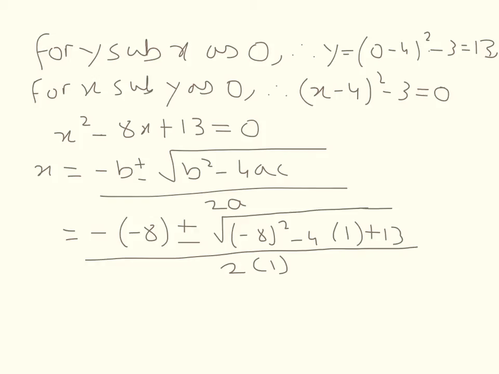What you're going to be left with are the coordinates for the intersection with the y-axis. That, as we previously noted when we subbed it, so when we subbed the value of x as 0, we were left with 13. So when x is 0, y is 13. That's the y coordinate.